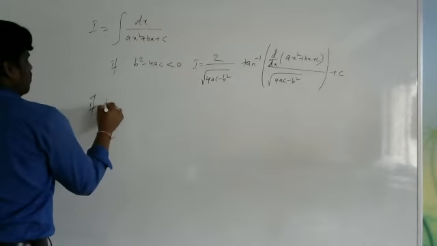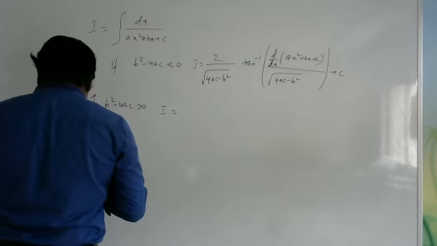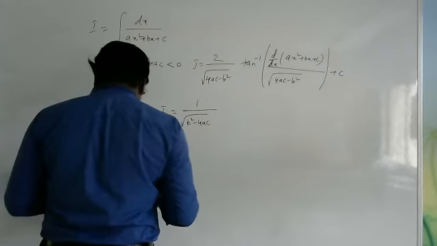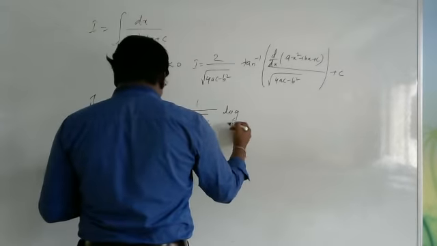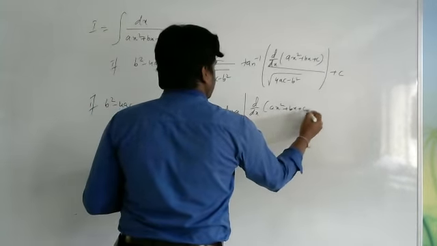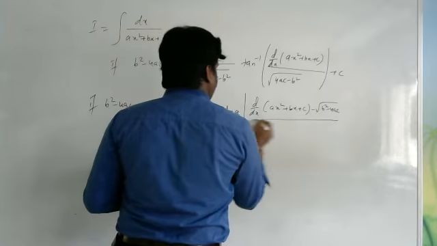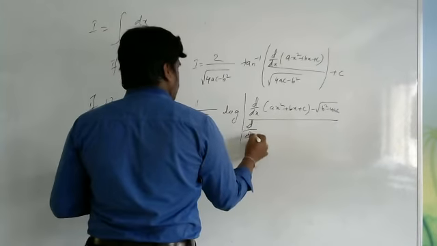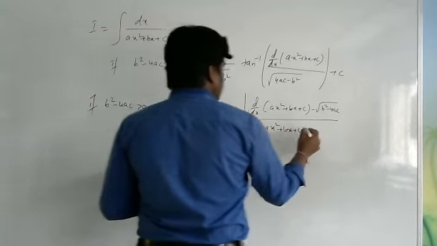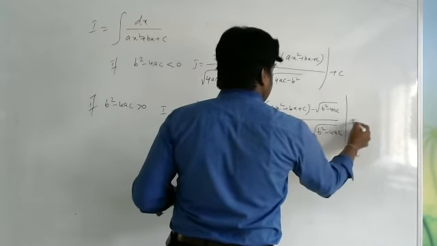If discriminant b square minus 4ac is greater than 0, then the answer is I is equal to 1 upon square root of b square minus 4ac, log of d by dx of ax square plus bx plus c minus square root of b square minus 4ac, divided by d by dx of ax square plus bx plus c plus square root of b square minus 4ac, plus c is the formula.